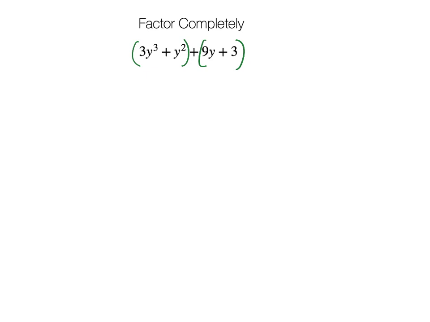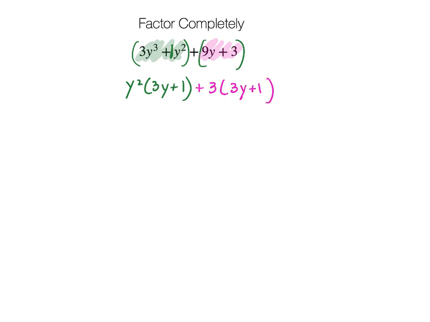So let's see if we can find a GCF in the first pair here. Looks like we can take a y squared out, leaving us with 3y plus 1. Remember this is a 1y squared, so you leave a spot so that if I were to ever redistribute, that'd be 3y cubed plus y squared, so it has to be equal to it. The second pair here, looks like I can pull a 3 out, giving me 3y plus 1.